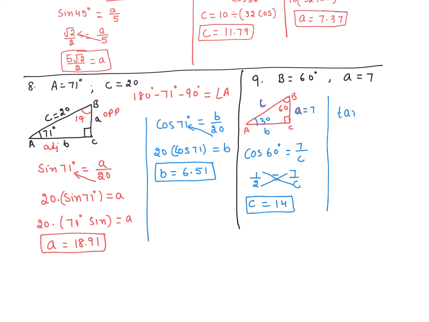Another one is tangent 60 equals opposite over adjacent, so B over 7. Tangent 60 from the table is going to be square root 3. And when you multiply both sides by 7, you're going to get 7 times square root 3 equals B.